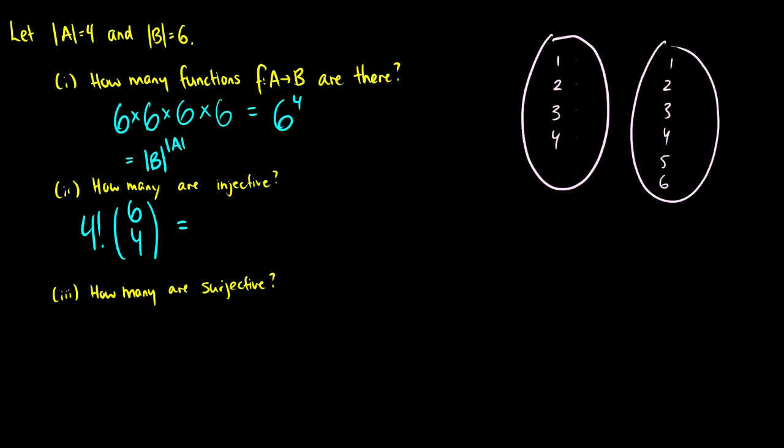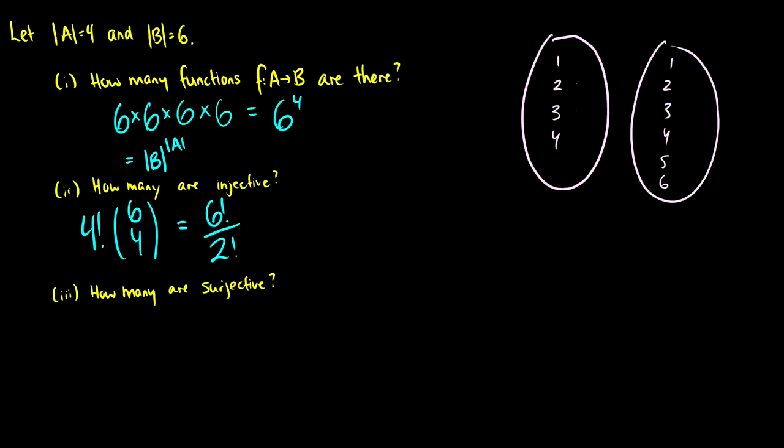And this is the same thing as 6 factorial over 2 factorial. So if I do this more clearly, if I expand the 6 choose 4, we're going to get 6 factorial over 2 factorial, 4 factorial. Then we multiply it by 4 factorial. The 4 factorials cancel, and we're left with 6 factorial over 2 factorial.